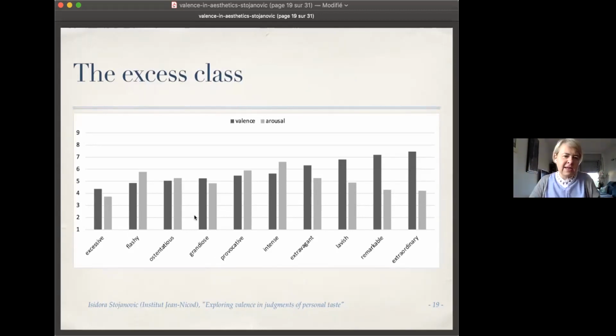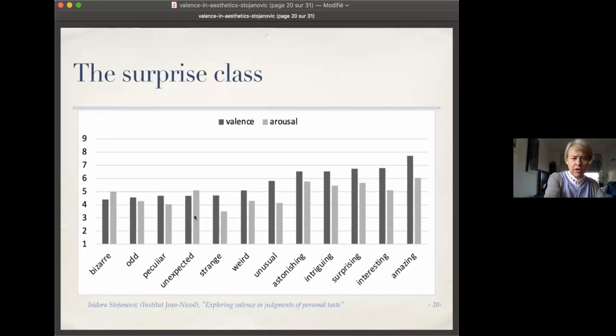The excess class, again, we see some subtle markings where, say, excessive is seen as more negative than remarkable or extraordinary. But again, overall, those adjectives do not have their valence either very low or very high. And so when you compare with adjectives which are clearly negative, such as boring, boring has its valence only at around 2, whereas beautiful has it for more than 8. So these adjectives are much more in the middle.